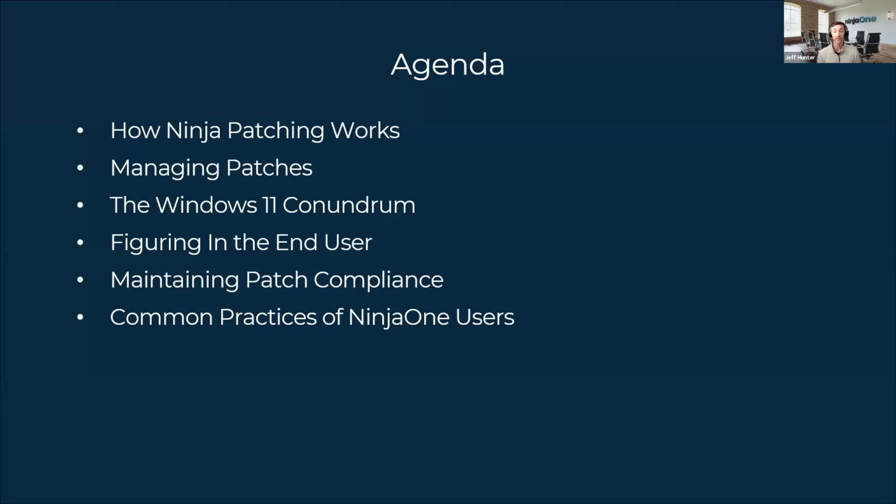We'll then talk about the end user. How do we account for the end user? How much do they need to know, or how much do they not need to know about the patching process? And then we need to look into how we are going to be maintaining patch compliance through Ninja. And we'll finally end on what some of the common practices of NinjaOne users are. People always want to know what everybody else is doing. And we'll cover some hard data of how people are arranging their schedules and approvals through Ninja.